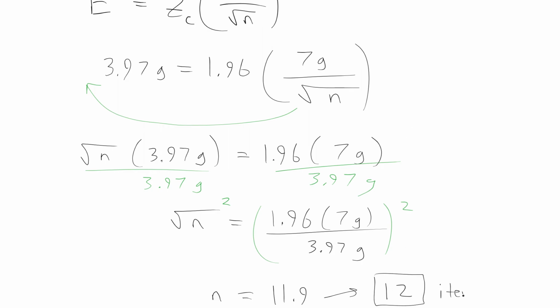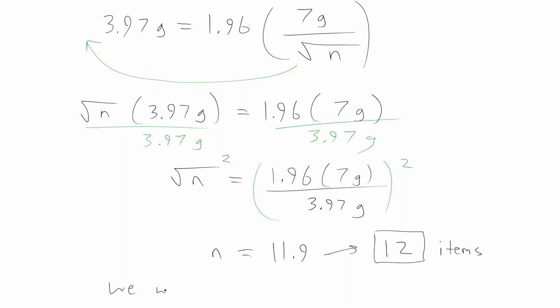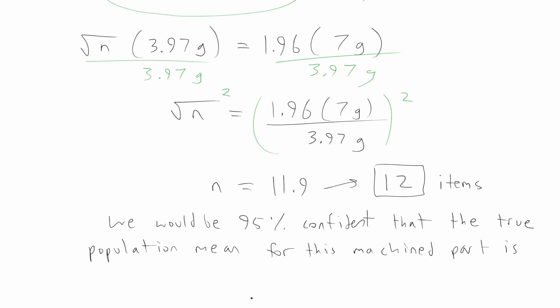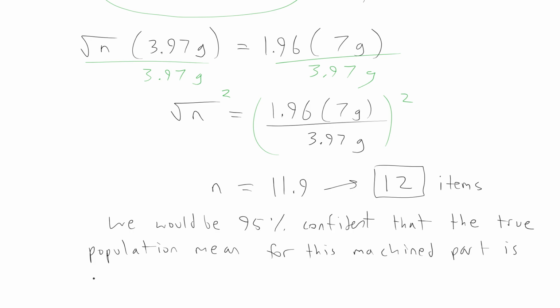So you want to sample 12 items off the assembly line, get an average for them, and then we can be 95% confident that the true population mean for this machine part is within 3.97 grams of our sample mean.